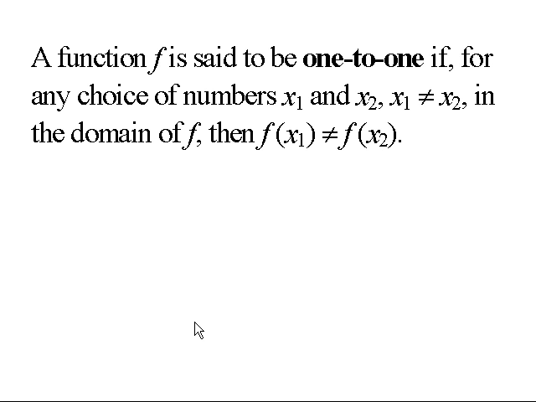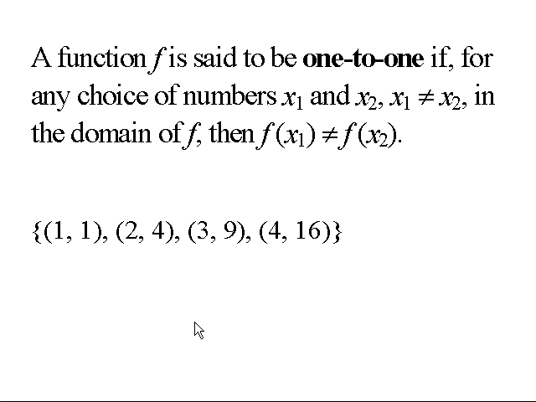Here's what you could do for the ordered pair version of that. If you look at a set of ordered pairs, you could check to see if distinct x values go to distinct y values, so are y values used over. 1 gets used with a 1, 2 with a 4, 3 with a 9, 4 with a 16. Never is it the case that there's a y value used more than once. And that's enough to say that this is an example of a function that's one-to-one.